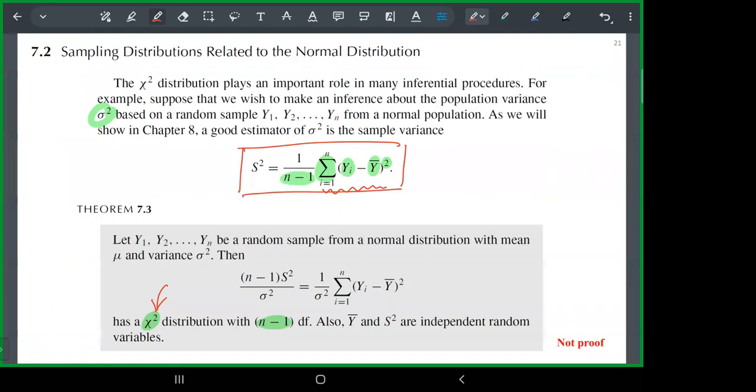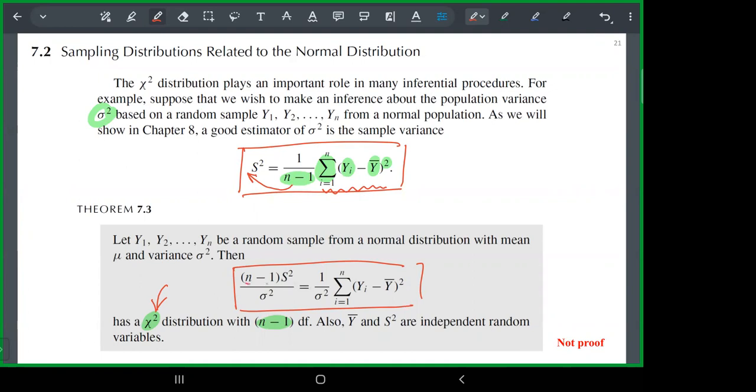So what you can do is move n minus 1 to the left-hand side and divide through by sigma square. That's what this theorem is trying to say. Let me highlight this one. Maybe I didn't highlight this at the time that I mentioned theorem 7.3. So this is what it is.